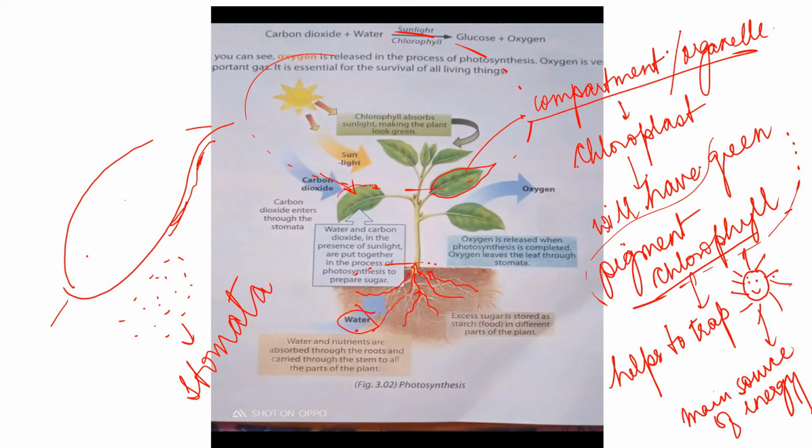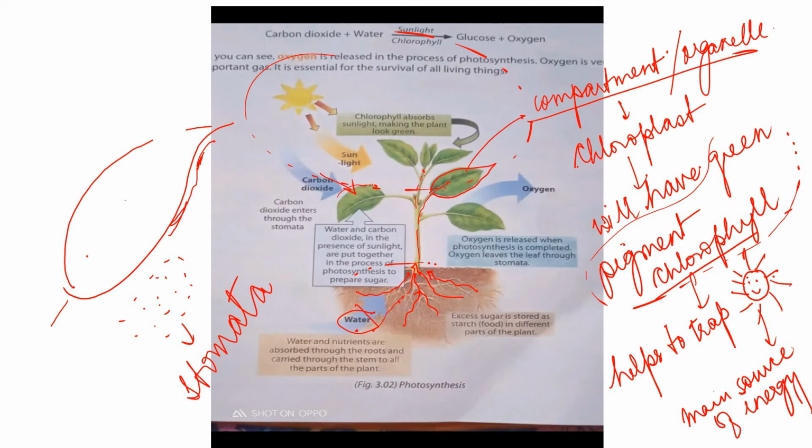Okay. Number 2. Now the plants also need water for their growth. So how will the plants get water? Through the roots. Through the roots, the water will keep on traveling to the leaves and other parts of the plant. Number 3. The plants also need carbon dioxide as a raw material.